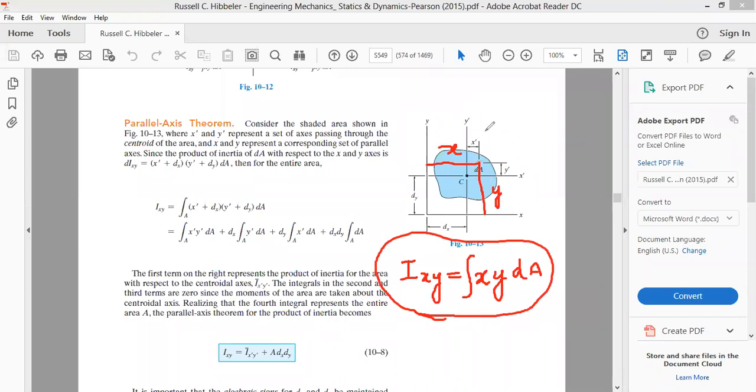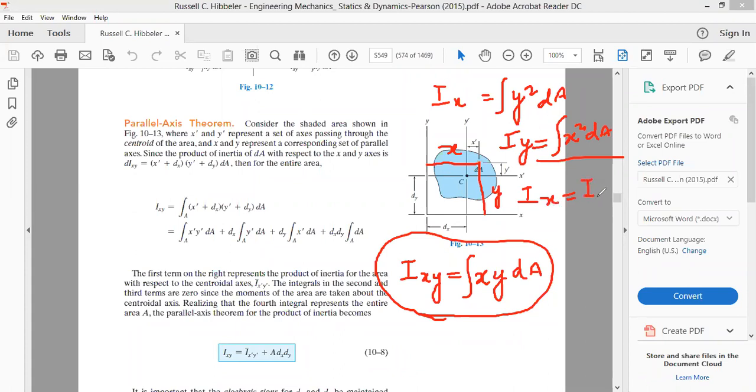Now, like we had the moment of inertia Ix or Iy, where we wrote Ix as the integral of y square dA and Iy as the integral of x square dA, we have already explored the parallel axis theorem for the moment of inertia: the moment of inertia about any x-axis is equal to the moment of inertia about the centroidal x-axis plus the area times the square of the distance between the two axes. This is what we call the parallel axis theorem.